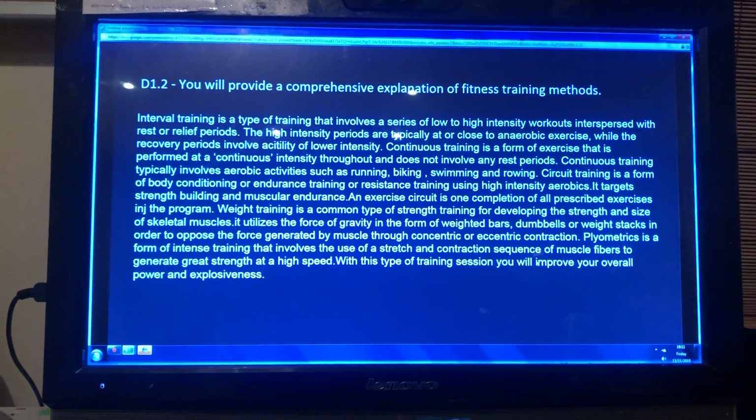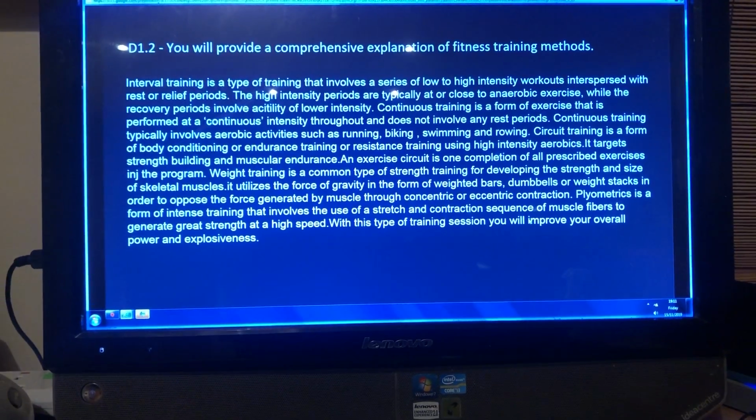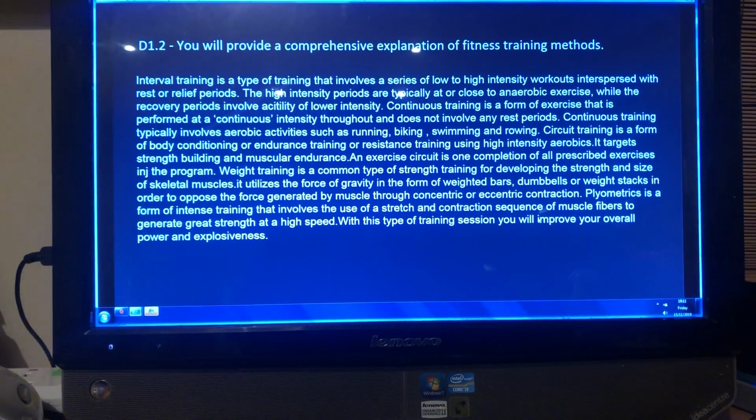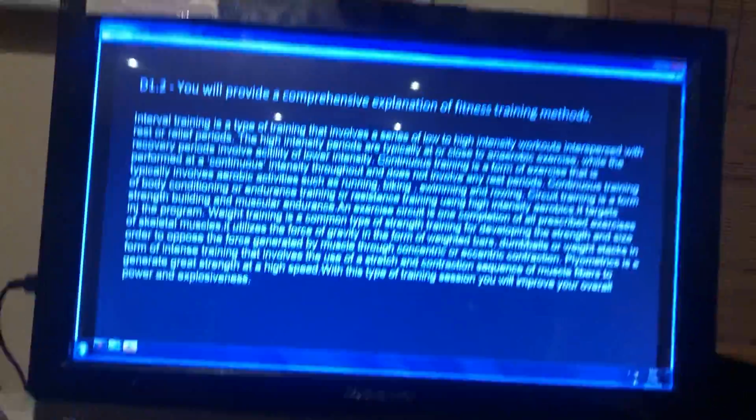Plyometrics is a form of intense training that involves the use of a stretch and contraction sequence of muscle fibers to generate great strength at high speed. With this type of training session, you will improve your overall power and explosiveness.